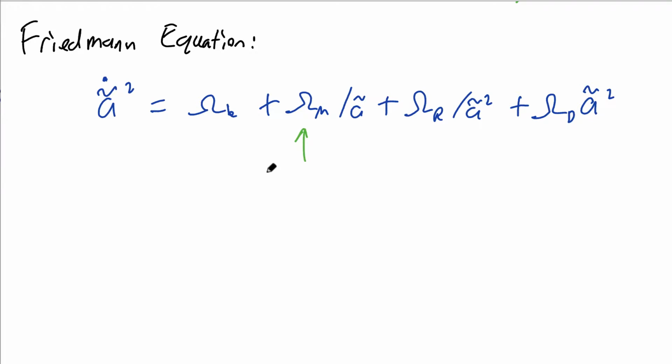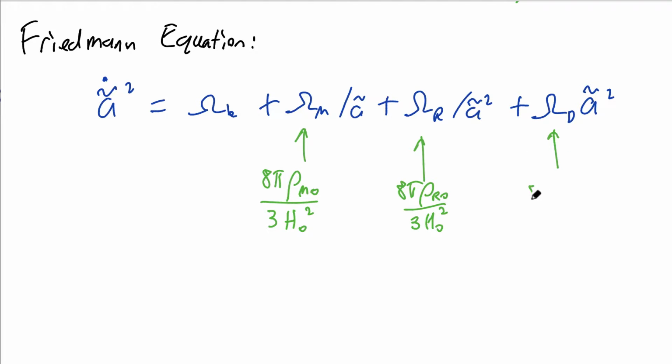So omega m in particular is defined as 8 pi times the present value of the matter energy density, so I'll call that rho sub m0, divided by 3 times the present value of the Hubble parameter squared. Omega r is 8 pi rho r0 divided by 3 h0 squared, and omega d is 8 pi rho d0 divided by 3 h0 squared. Now this constant omega k is defined as minus k divided by a0 squared, so a0 is the present value of the scale factor, times h0 squared.